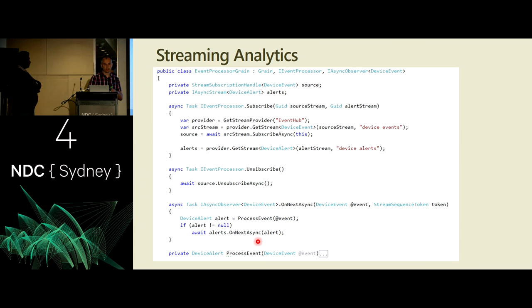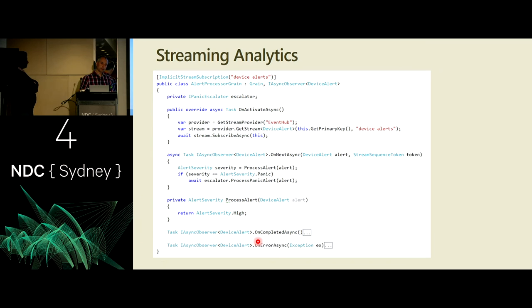But then if you look at the alert side, we use a different feature here. I apply this implicit stream subscription attribute, which allows me not to subscribe explicitly to a stream. So this grain class, AlertProcessorGrain, is already subscribed to streams within this namespace, device alerts. Remember, we use it here to produce device alerts. So I'm associating this grain class with the namespace of streams, and then these GUIDs would map to GUIDs of grains, and my grain will get activated right away.